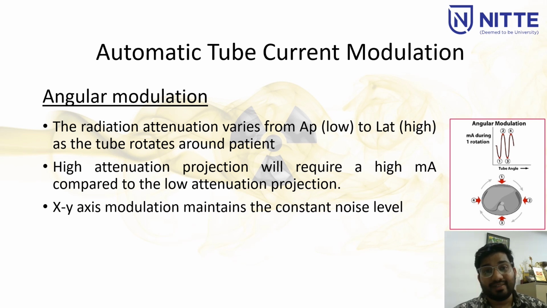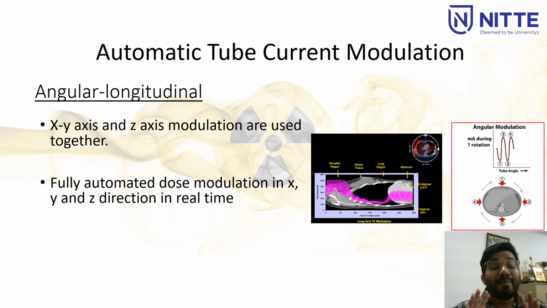Now we'll look into the combined 3D modulation, that is angular longitudinal modulation, also called XYZ modulation, which uses both angular and longitudinal adjustments. You can see from the picture the XY axis and Z axis modulation are used together. The first picture I have already shown you is Z axis modulation along the patient body length, and the second picture shows the angular modulation. So this is fully automated dose modulation in X, Y and Z directions in real time.